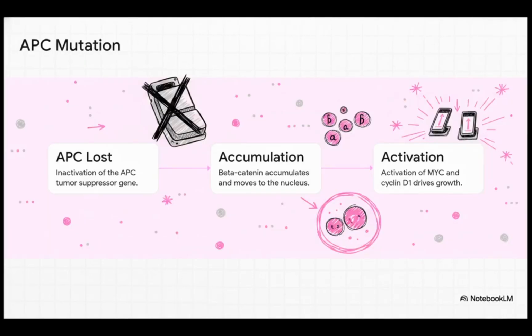What's happening under the hood? It kicks off with the functional inactivation of both copies of the APC tumor suppressor gene. Normally, APC acts like a brake. It chews up a protein called beta-catenin. But without that brake, beta-catenin builds up, sneaks right into the nucleus, and stomps on the gas pedal, activating proliferation genes like MYC and cyclin D1.